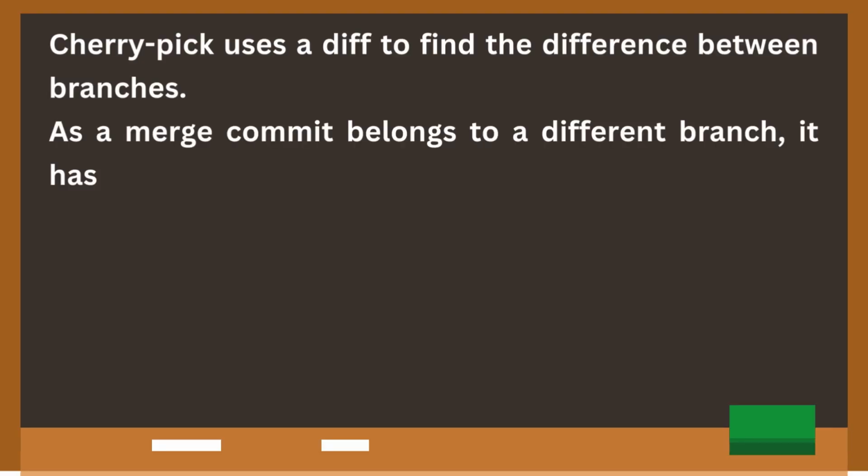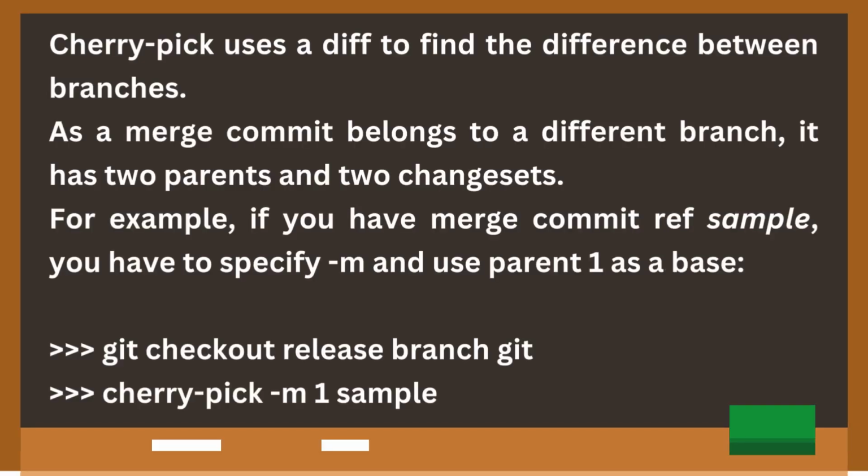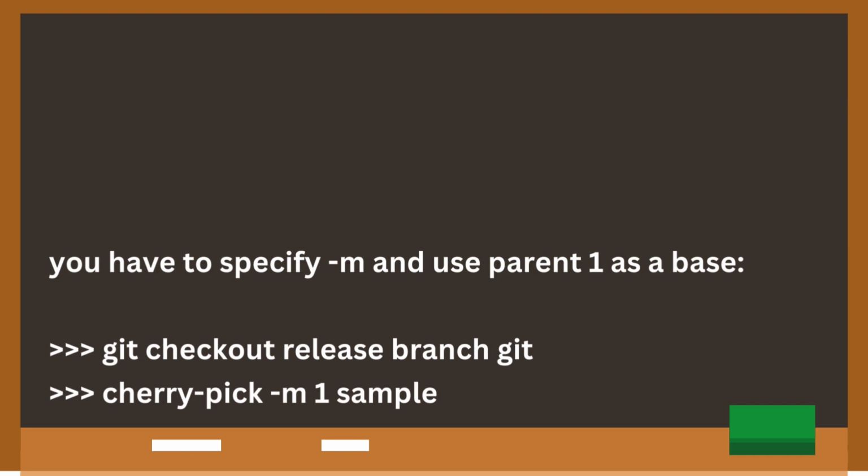7. How do you cherry pick a merge commit? Cherry pick uses a diff to find the difference between branches. As a merge commit belongs to a different branch, it has two parents and two changesets. For example, if you have merge commit ref sample, you have to specify -m and use parent 1 as a base. git checkout release branch, then git cherry-pick -m 1 sample.